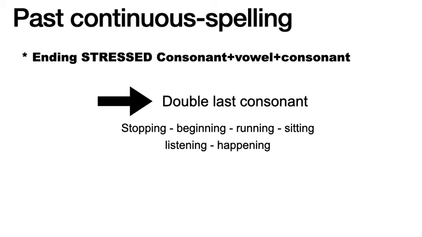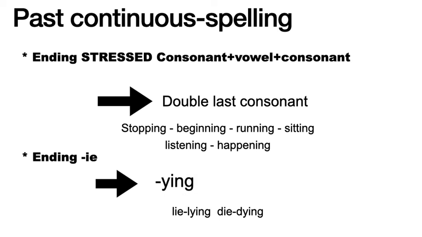Pay attention to cases like listen and happen, where they actually end in consonant, vowel, consonant, but they are not stressed. The stress lays on the previous syllable. Listen, happen. Therefore, we don't need to double the last consonant. And then verbs ending in IE, you need to change that IE into a Y and then add ING. It's the case of verbs like lie or die.